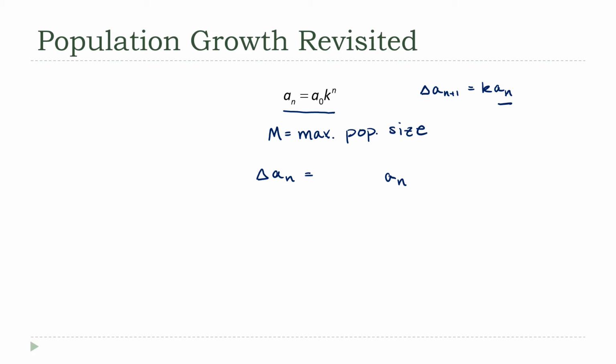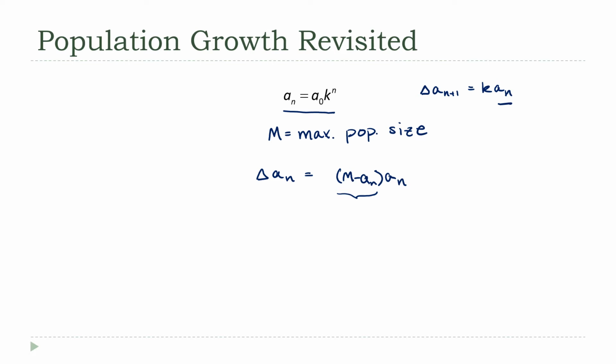So I also need something that's going to make this rate of change, this difference, smaller as the population increases. So here's what I'm going to do. I'm going to add another term, M minus a sub n. I want you to think about what's happening here. As a sub n gets bigger, as a sub n gets close to M, this term is doing what I need it to do. It's getting smaller.